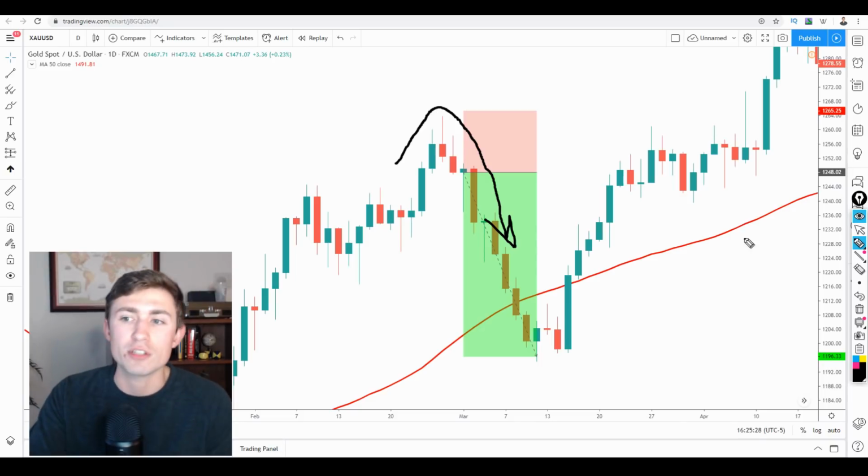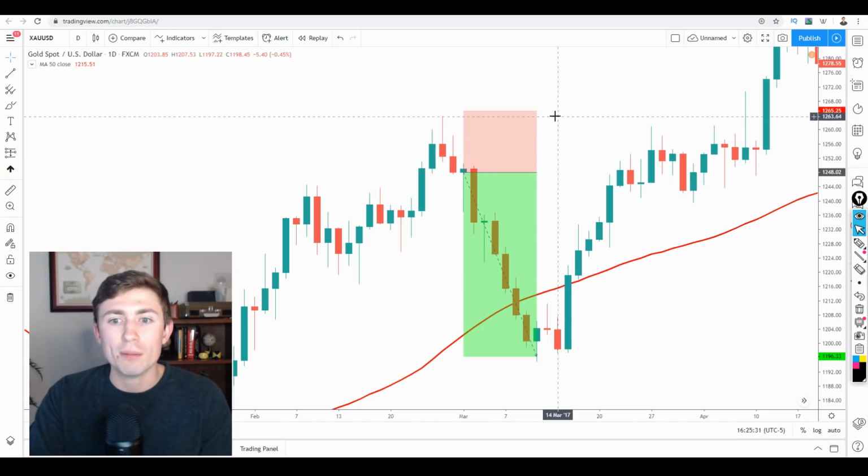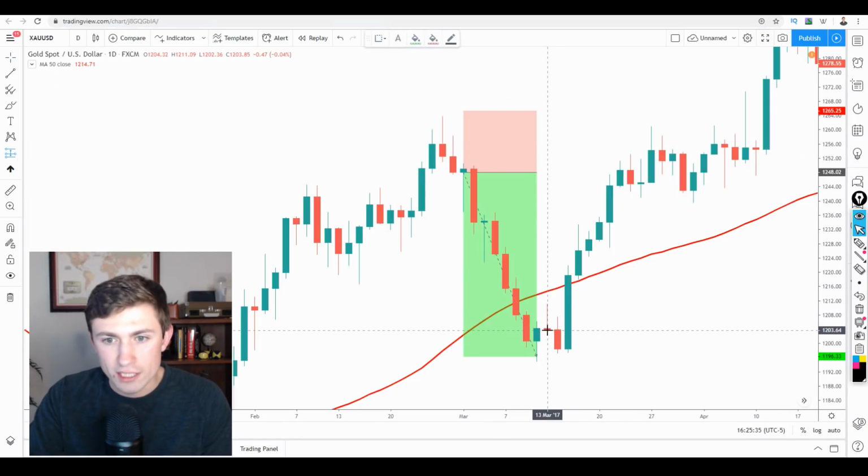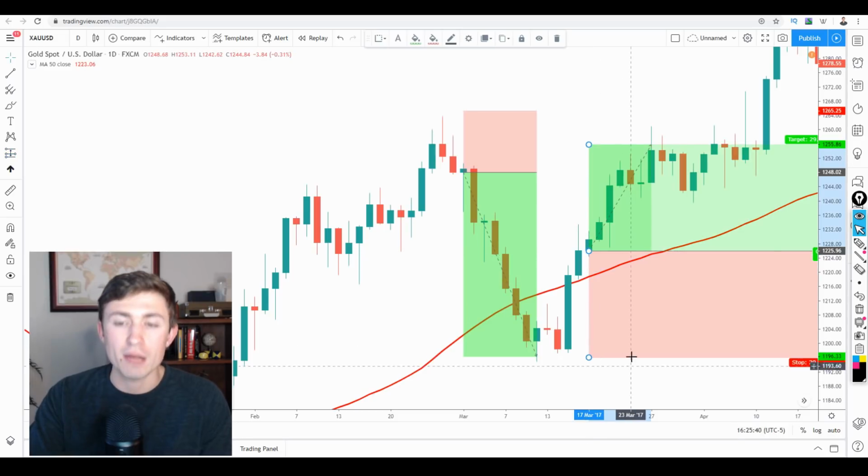That's just an opinion, or just an example of one setup that I saw. But let's go into a little bit more detail and see if we can find some more examples. I see one right here. Take a look at this. 1 red, 2 red, 1 green, 2 green. This would be considered a buy trade.